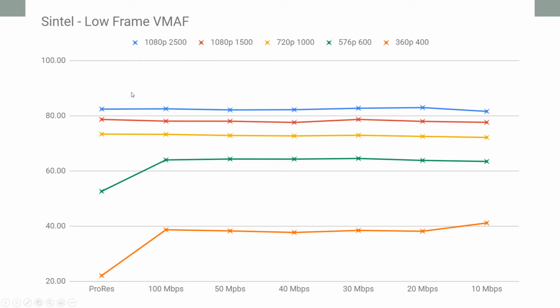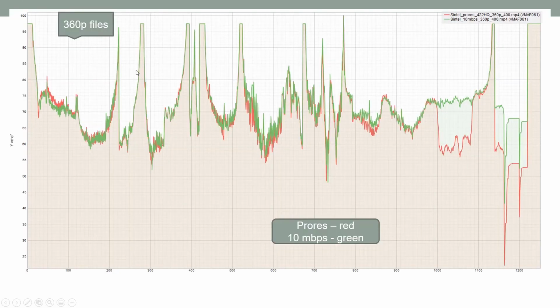So whenever you see a score like that, you want to look at the actual frames to make sure that the scores are representative of actual quality. So what I did was I analyzed the files in the Moscow State University tool. These are the 360p files at 400. The ProRes files in red, and these are all the frames. This is the VMAF score across all those frames.